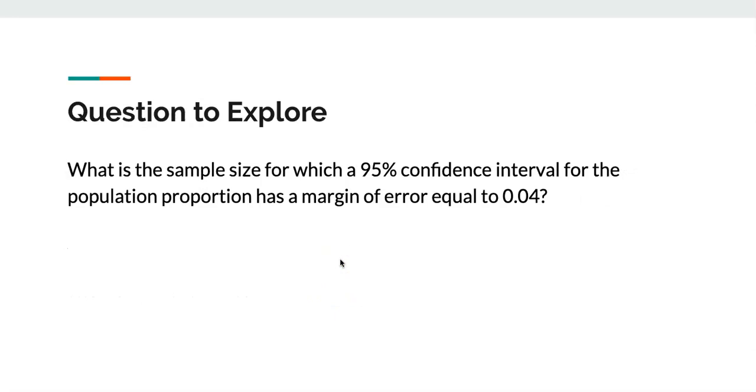Will help them. What is the sample size for which a 95% confidence interval for the population proportion has a margin of error equal to 0.04? Now look at these two things given to us. The confidence interval is 95%. Remember, for proportion, what is the z-score for a 95% confidence level? That z-score is 1.96. So you'll see that guy very soon. And the margin of error, let's call it m. m equals 0.04 in this case.